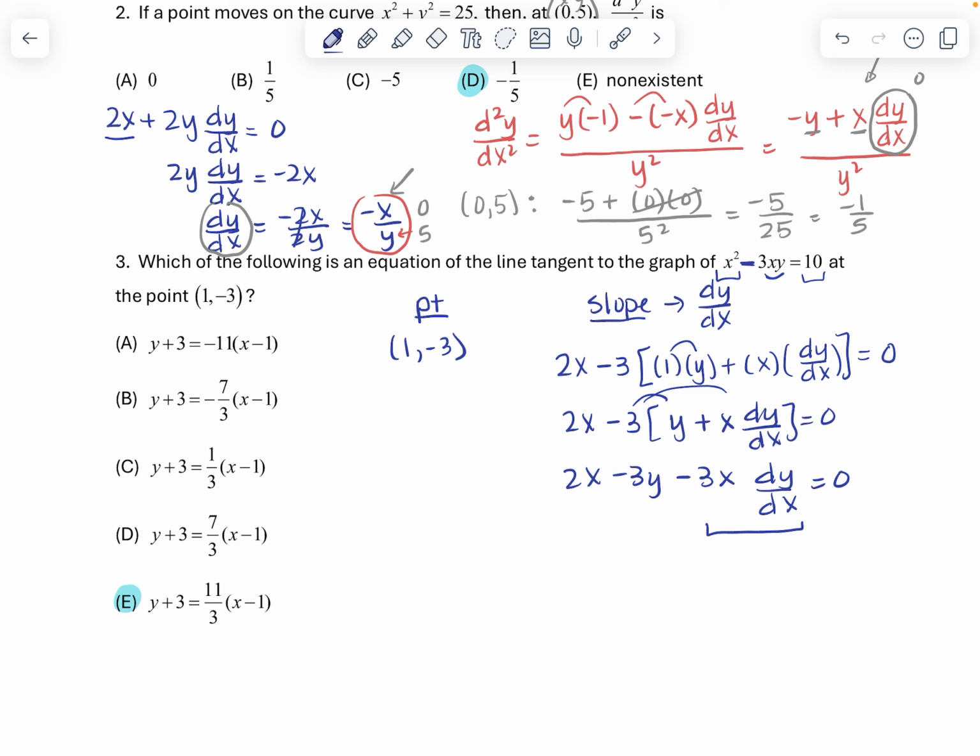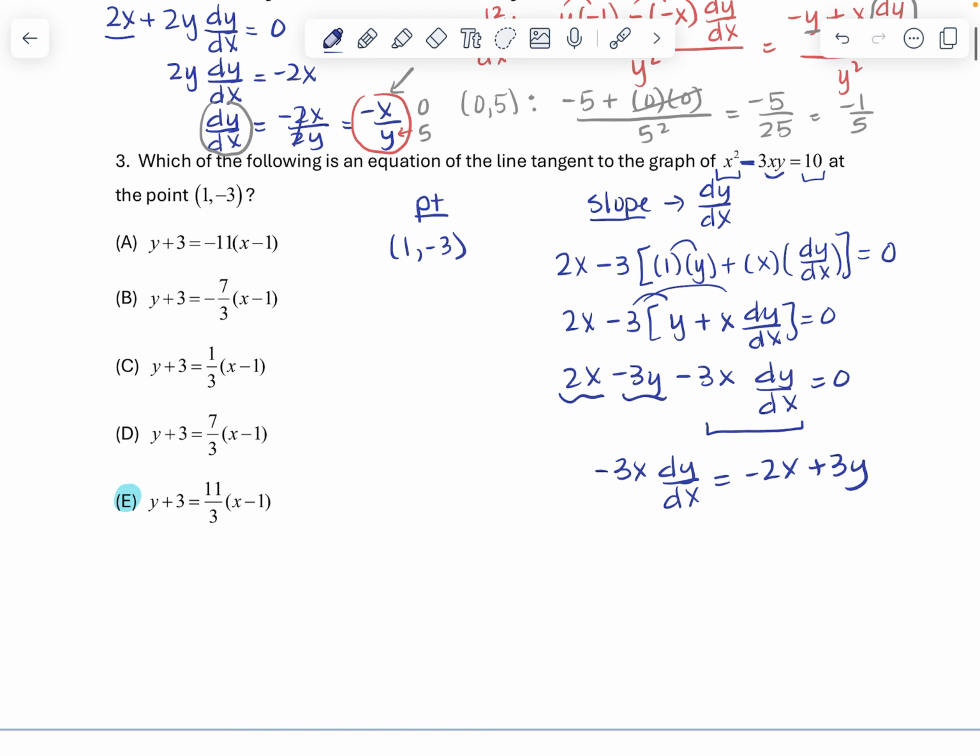Okay, so let's get the dy dx all by itself on one side. So I have -3x dy dx equals, if I move the 2x over to the other side, it's going to be -2x. If I move the -3y over to the other side, it's going to be +3y. And then if I divide everything by -3x, I'm going to get dy dx is (-2x + 3y) all over -3x.